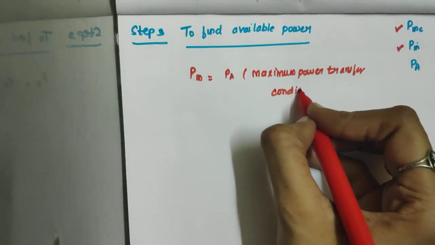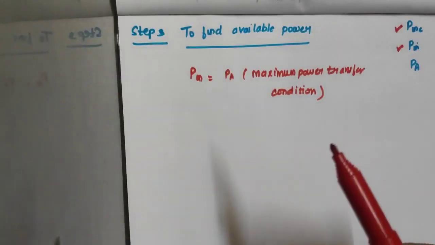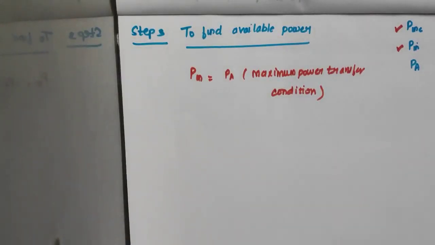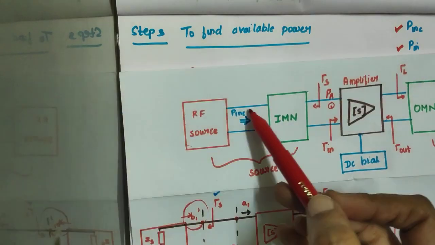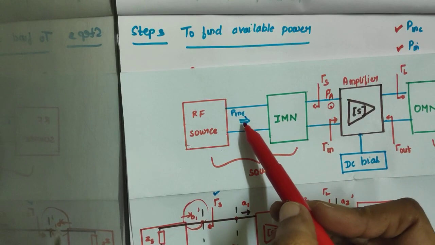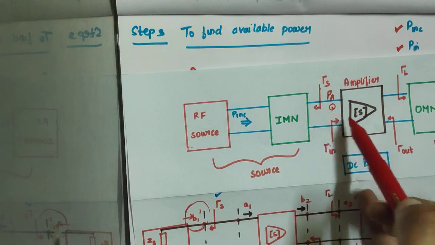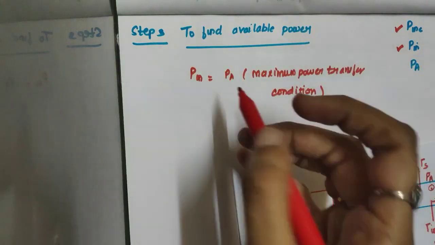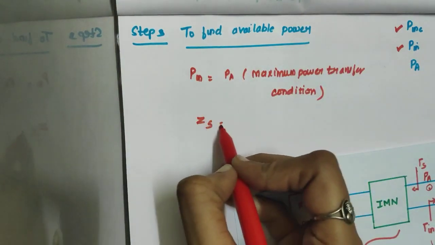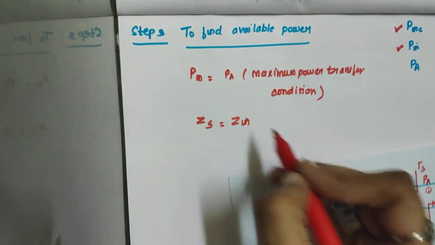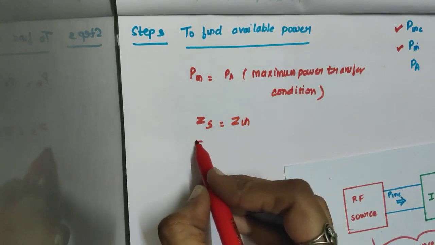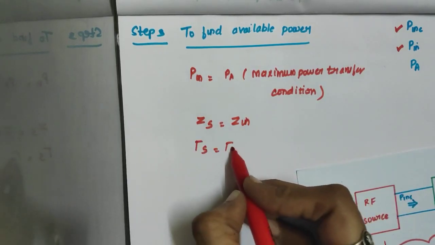So what does the maximum power transfer theorem state? It states that the input impedance will be a complex conjugate of the impedance to which it is matched. So matching means these two impedances must be equal. So here we have the source impedance, here it will be your input impedance. So here it is tau s, here it is tau in. In terms of impedance, we will write Zs must be equal to Zin, or in terms of coefficients, we will write tau s must be equal to tau in.